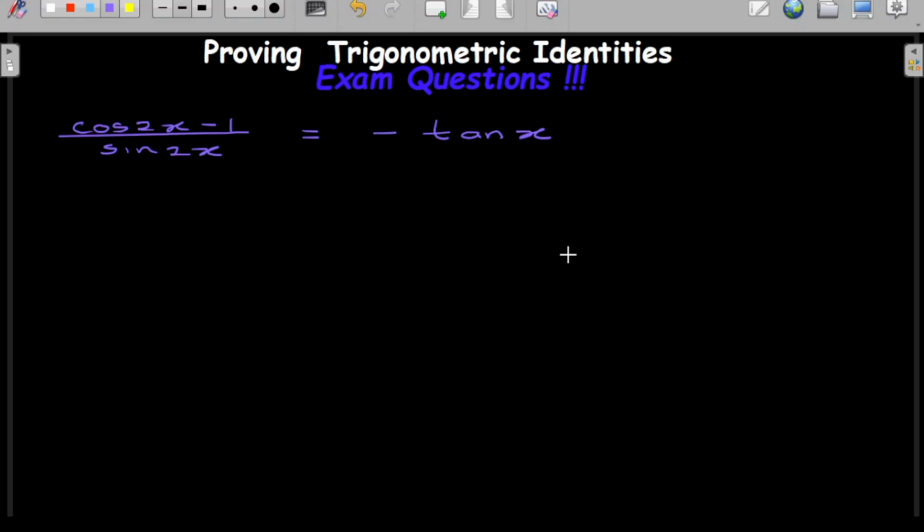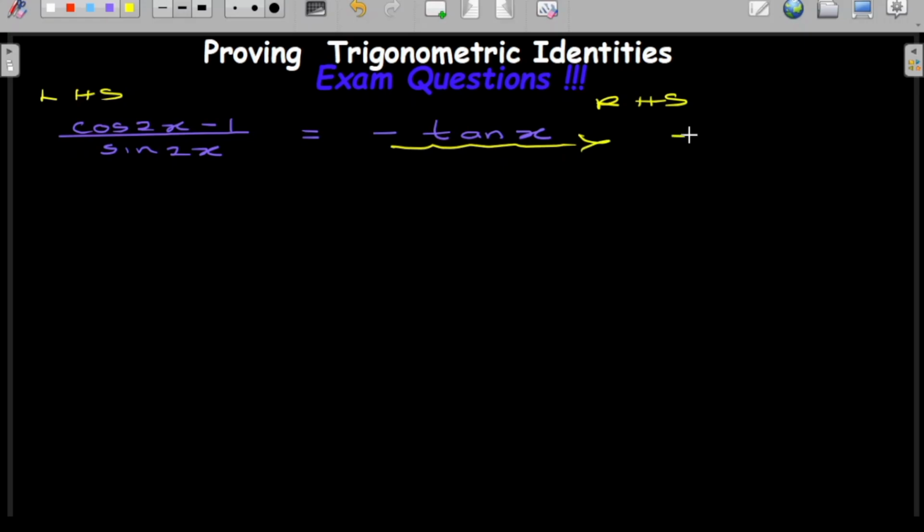So in this video, we are solving a trig identity, and we are given (cos 2x minus 1) over sin 2x is equal to minus tan x. So we just need to label our left hand side and our right hand side so that we know where we are working from and where we are going.